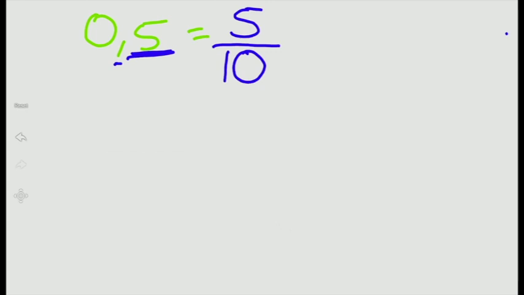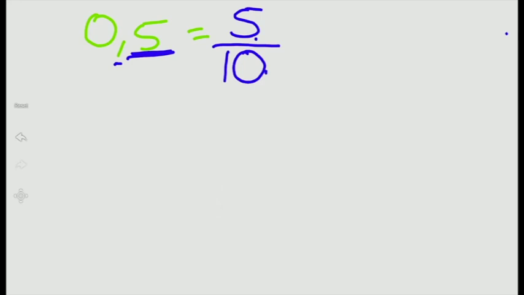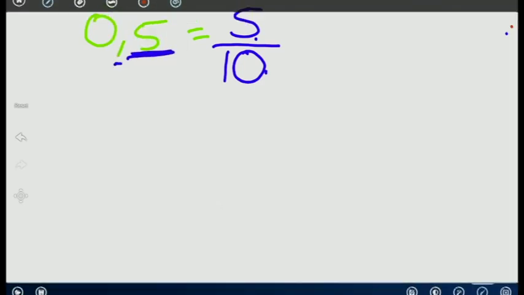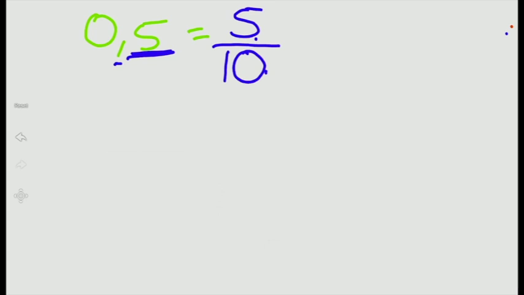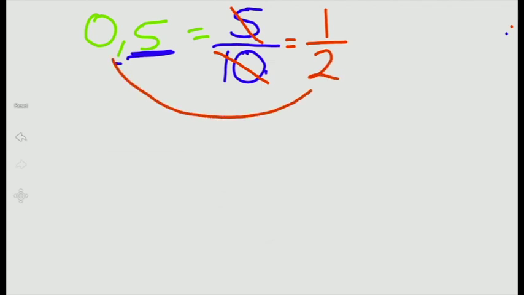How do we simplify? Find the biggest number that can divide this 5 and this 10. Which number is that? A 5 can go into 5 and into 10 and leave no remainder, and it is the biggest number that can divide these two numbers. How many 5s in 5? Only 1. How many 5s in 10? There are 2. We have converted this 0.5 into a half.